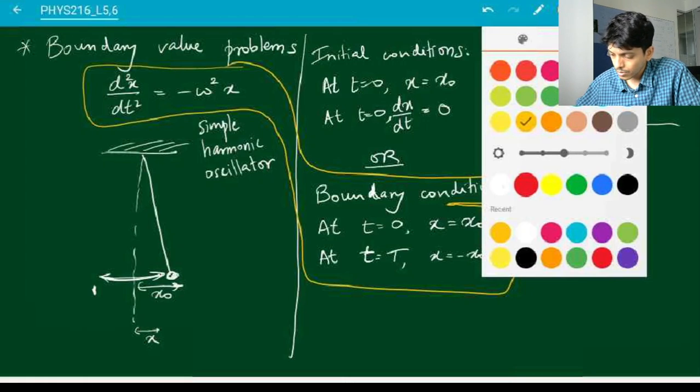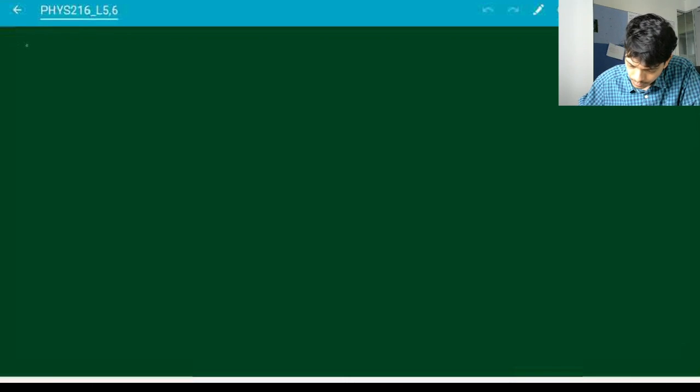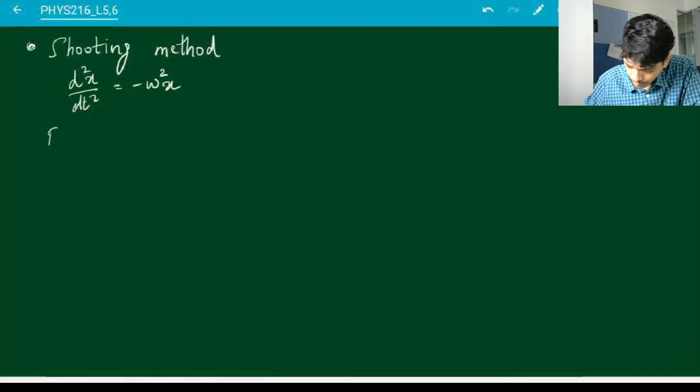How should I do it? All the techniques that we've learned so far, Euler, Runge-Kutta, coupled Euler, coupled Runge-Kutta, these are all applicable only for initial value problems. So what we'll try to do is we'll try to convert a boundary value problem into an initial value problem. And then we can use all our existing methods to solve it. So in order to do that, we will use what is called the shooting method. So I already have my differential equation. And I have my boundary conditions.